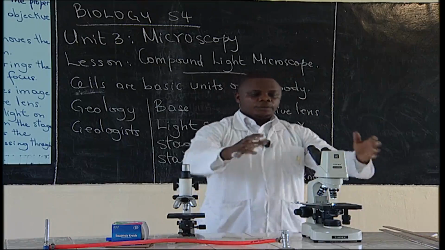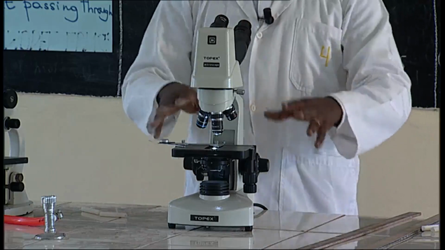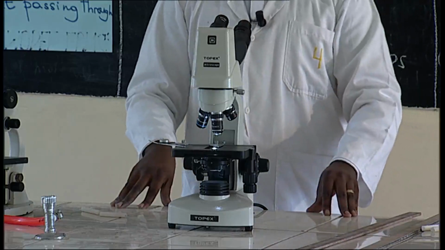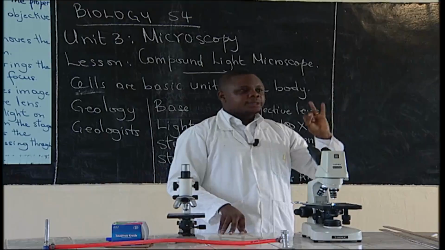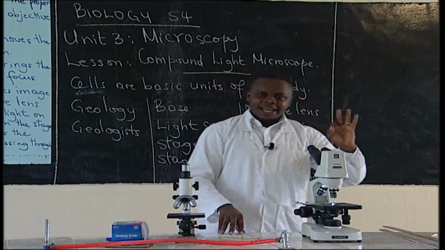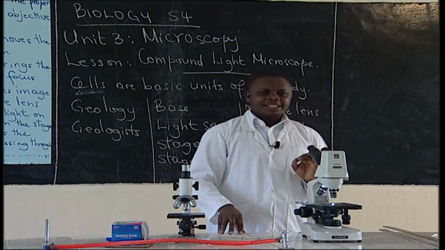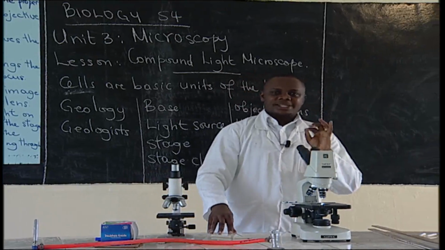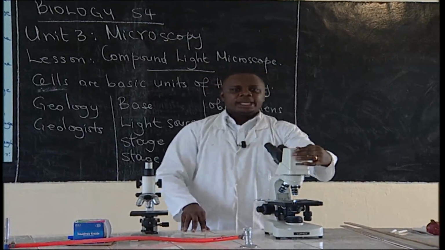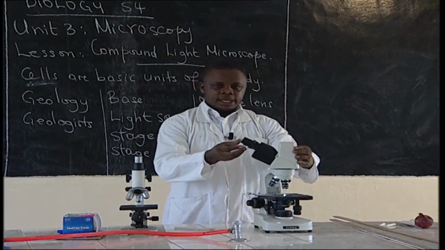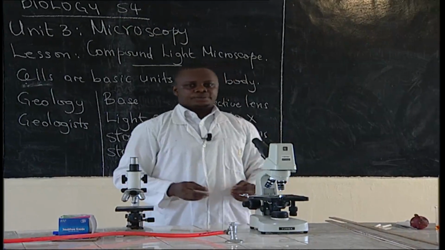Now that we have finished observing the main parts of our microscope, where we have seen the base, we have seen the light source, we have seen the stage, we have seen the stage clips, we have seen the coarse focus knob, we have seen fine focus knob, we have seen the eyepiece lens. We can start using our microscope.